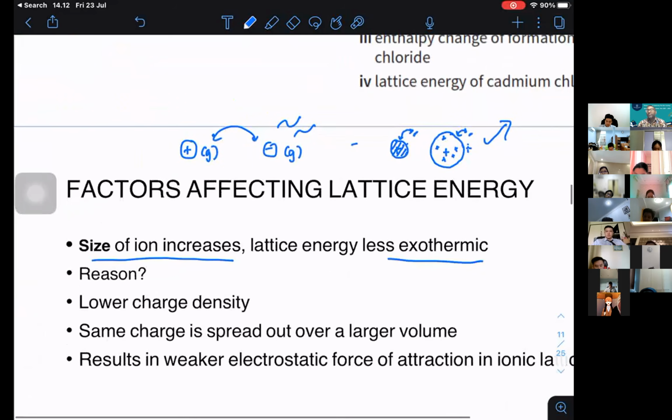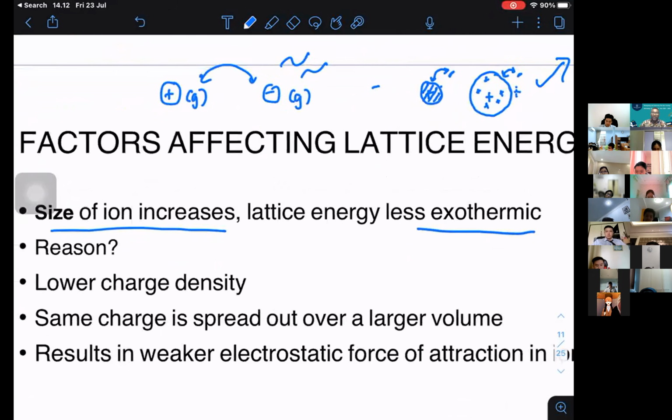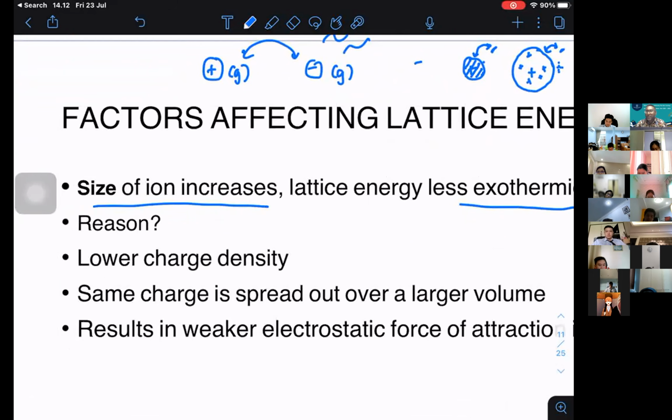But how do we mention it in a proper sentence? You mention it like this. We call it charge density. Everyone knows what density is, mass over volume. So in chemistry, we use this term, charge density. So what is charge density? You just replace the mass, you put charge over volume.